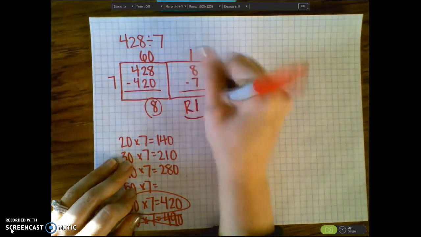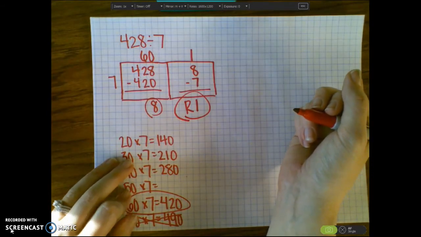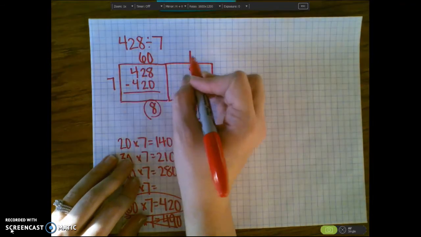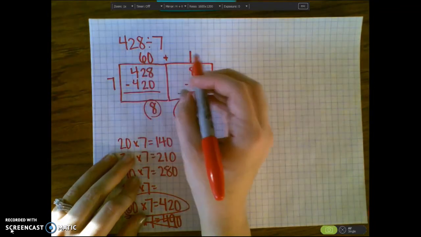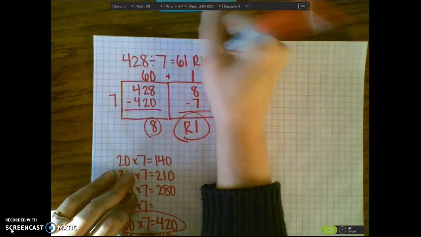1 is my remainder. I'm not quite finished yet, because what I need to do is take this 60 and 1 and add them together. 60 plus 1 is 61, remainder 1.